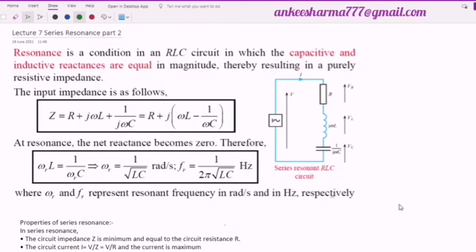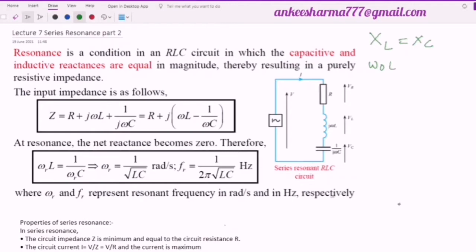In the last lecture, we discussed series resonance, and we have seen that resonance is nothing but a condition in an RLC circuit in which the capacitive and inductive reactances are equal in magnitude, and we ended up with a purely resistive network. Or simply we can say that at resonance we got XL equal to XC, where XL is equal to omega naught L.